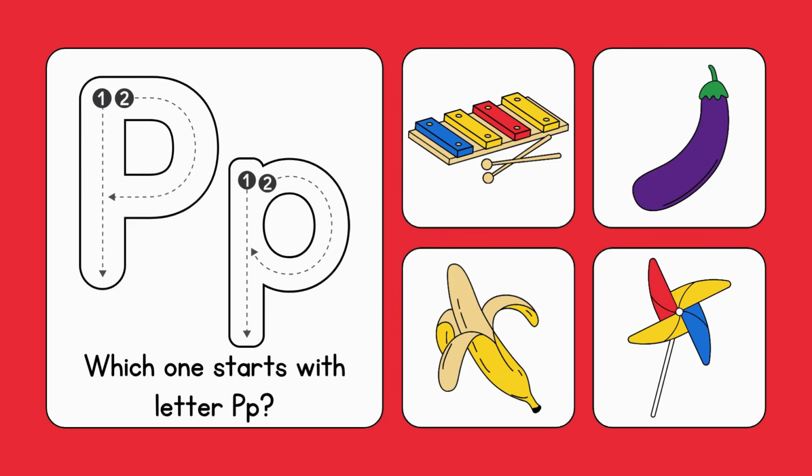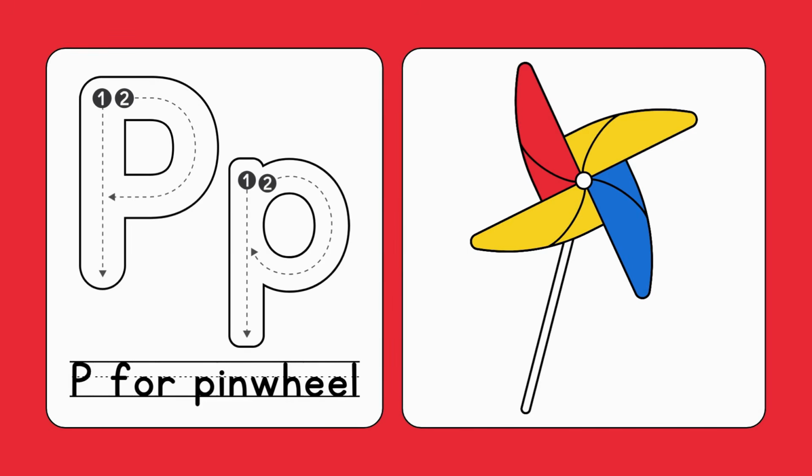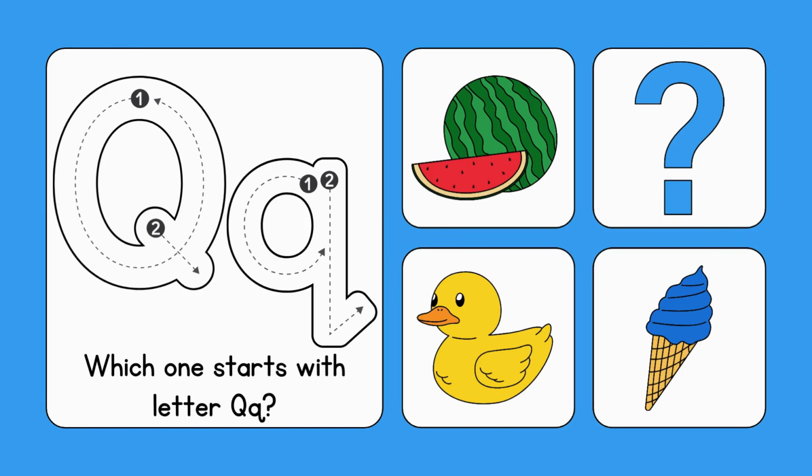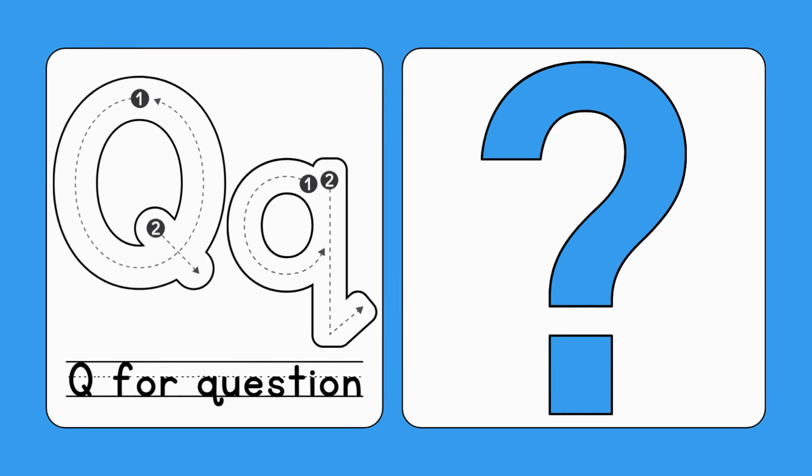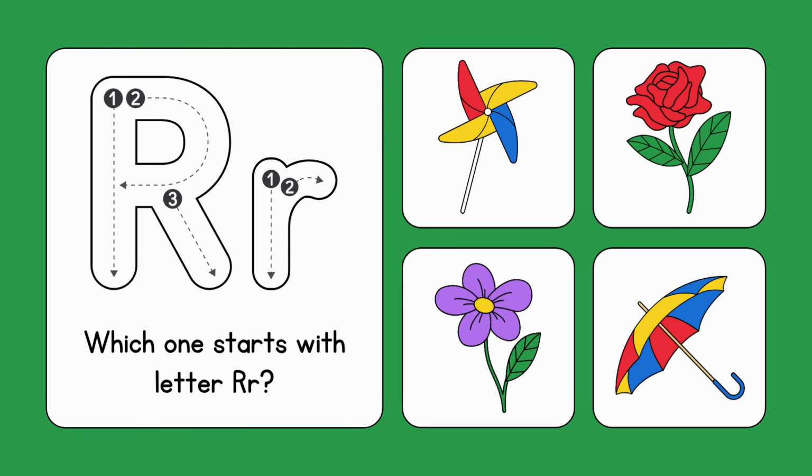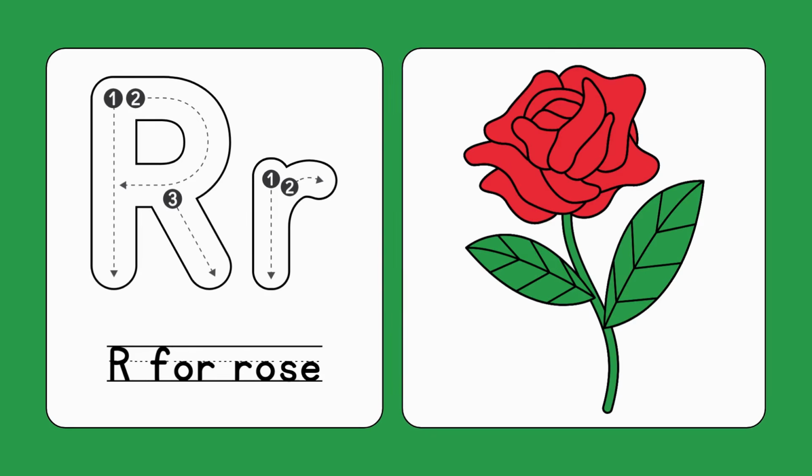Which one starts with letter P? Pinwheel. P for pinwheel. Which one starts with letter Q? Question. Q for question. Which one starts with letter R? Rose. R for rose.